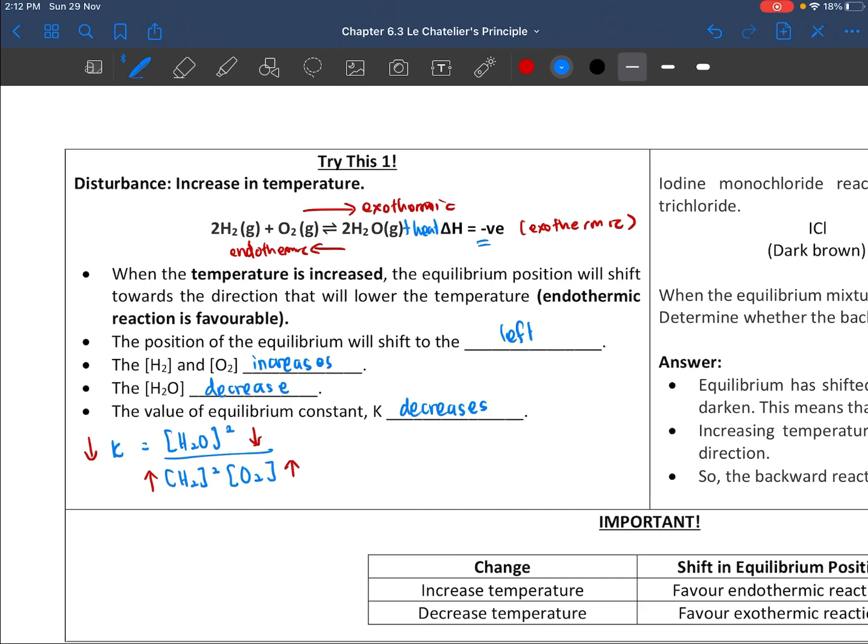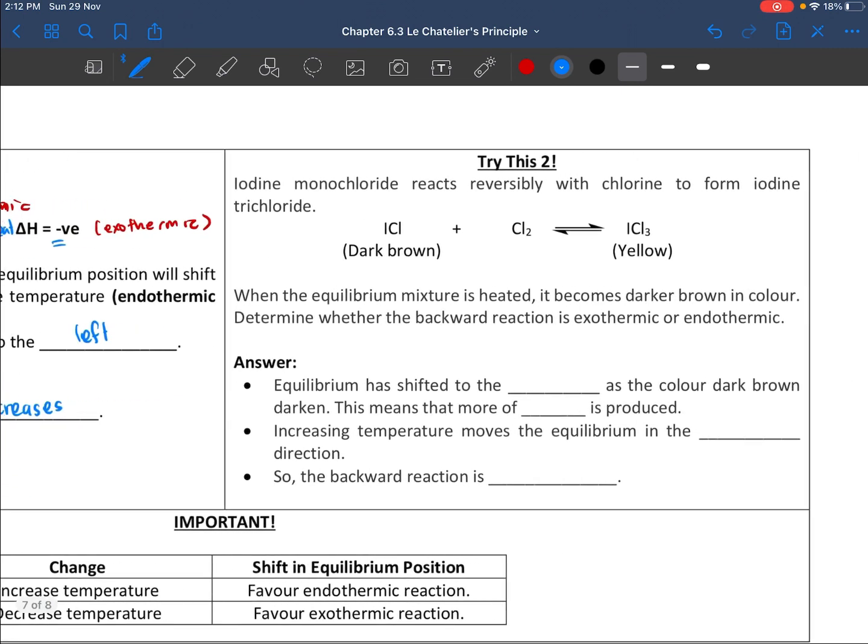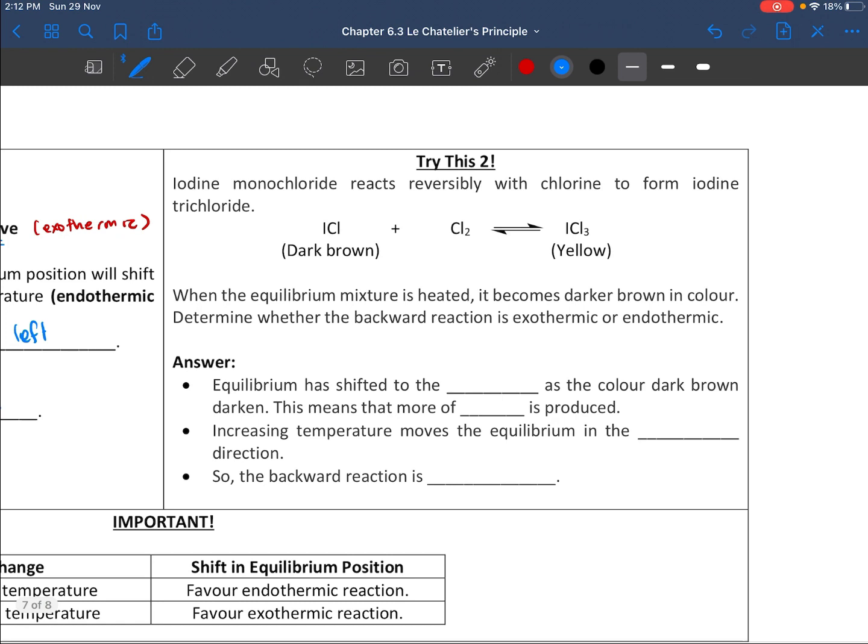Okay, done. Try this one. So next kita cuba try this two. Try this two is slightly different lah. Saya suka juga soalan yang macam ni. Dia lain sikit lah. Okay, so iodine monochloride reacts reversibly with chlorine to form iodine trichloride. Okay, so inilah reaction dia. Okay, and then ICl color dia dark brown. ICl3 color dia yellow. Okay, so when the equilibrium mixture is heated, it becomes darker brown in colour.